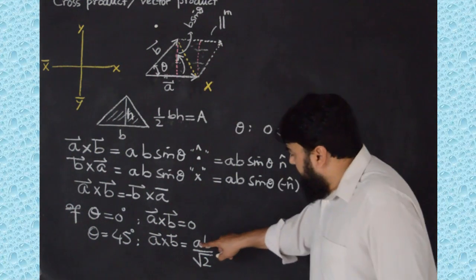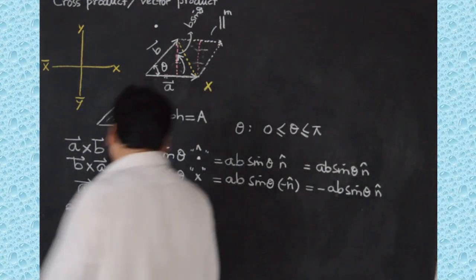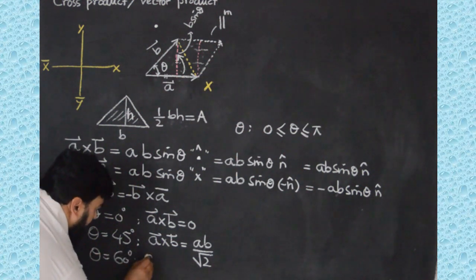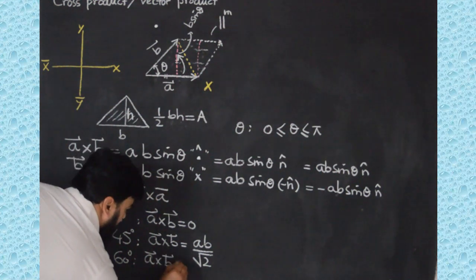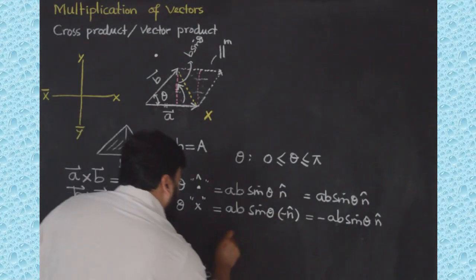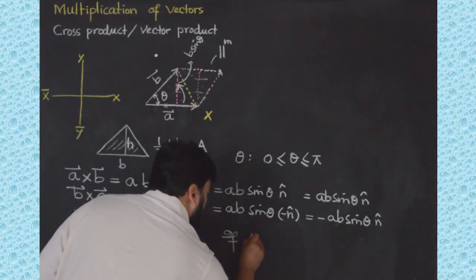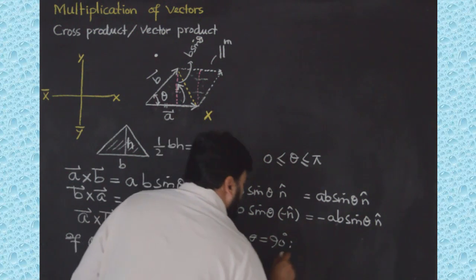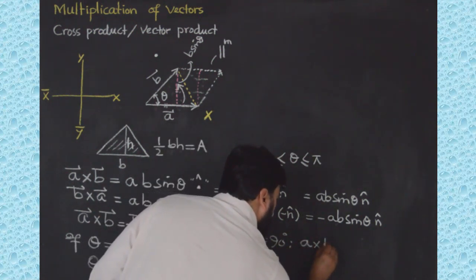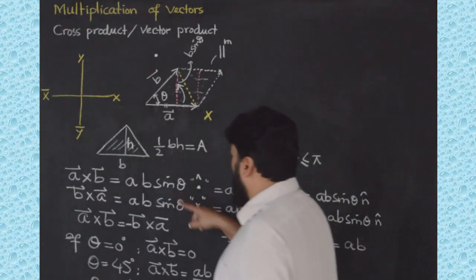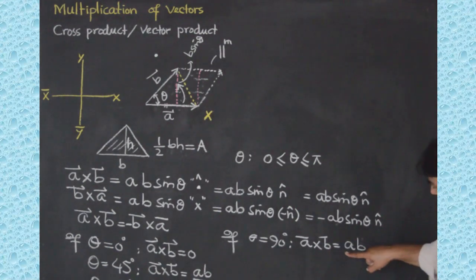So I will sweep this much area, and if theta is equal to 60 degrees, then A cross B will be equal to AB over 2, since sine 60 is half. If theta is equal to 90 degrees, then I will have A cross B equal to AB, and sine 90 is equal to 1. So this will give me the maximum area here.